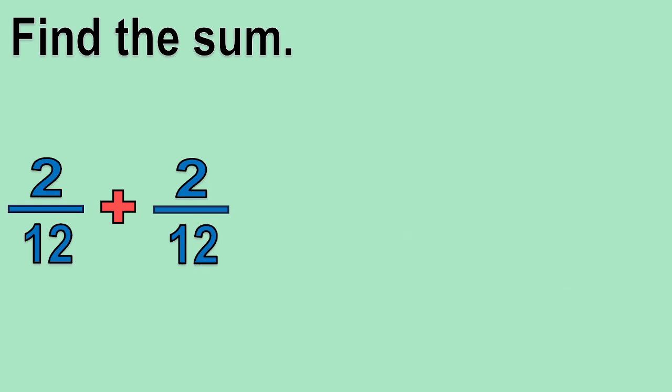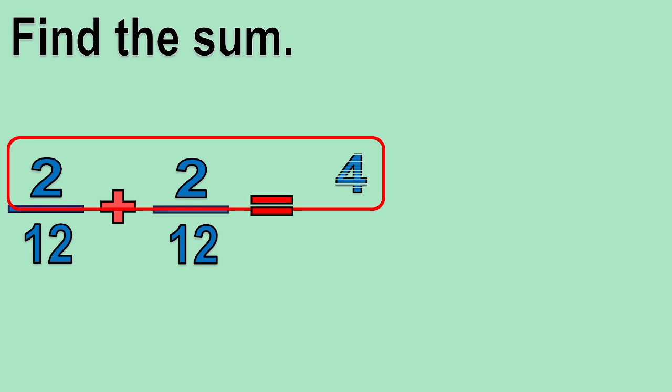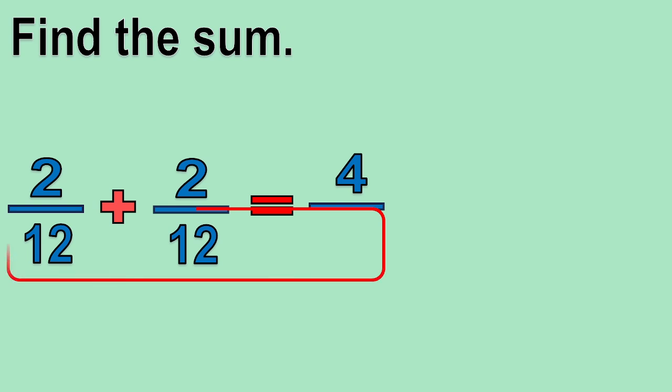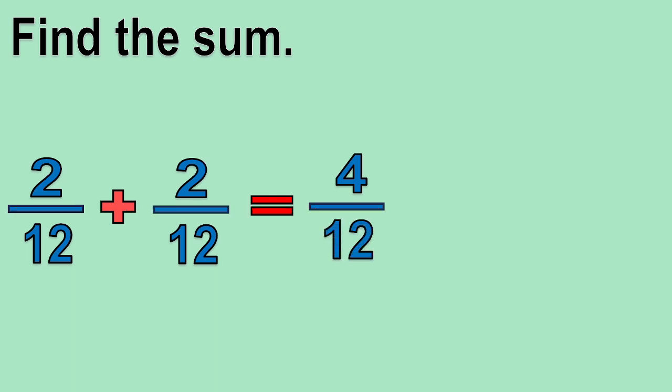Another problem. 2/12 plus 2/12. First, add the numerator. 2 plus 2 equals 4. Copy the denominator 12. Now, let's reduce our answer into its lowest term. To reduce fraction, divide both numerator and denominator by the greatest common factor or GCF. So the GCF of 4 and 12 is 4.